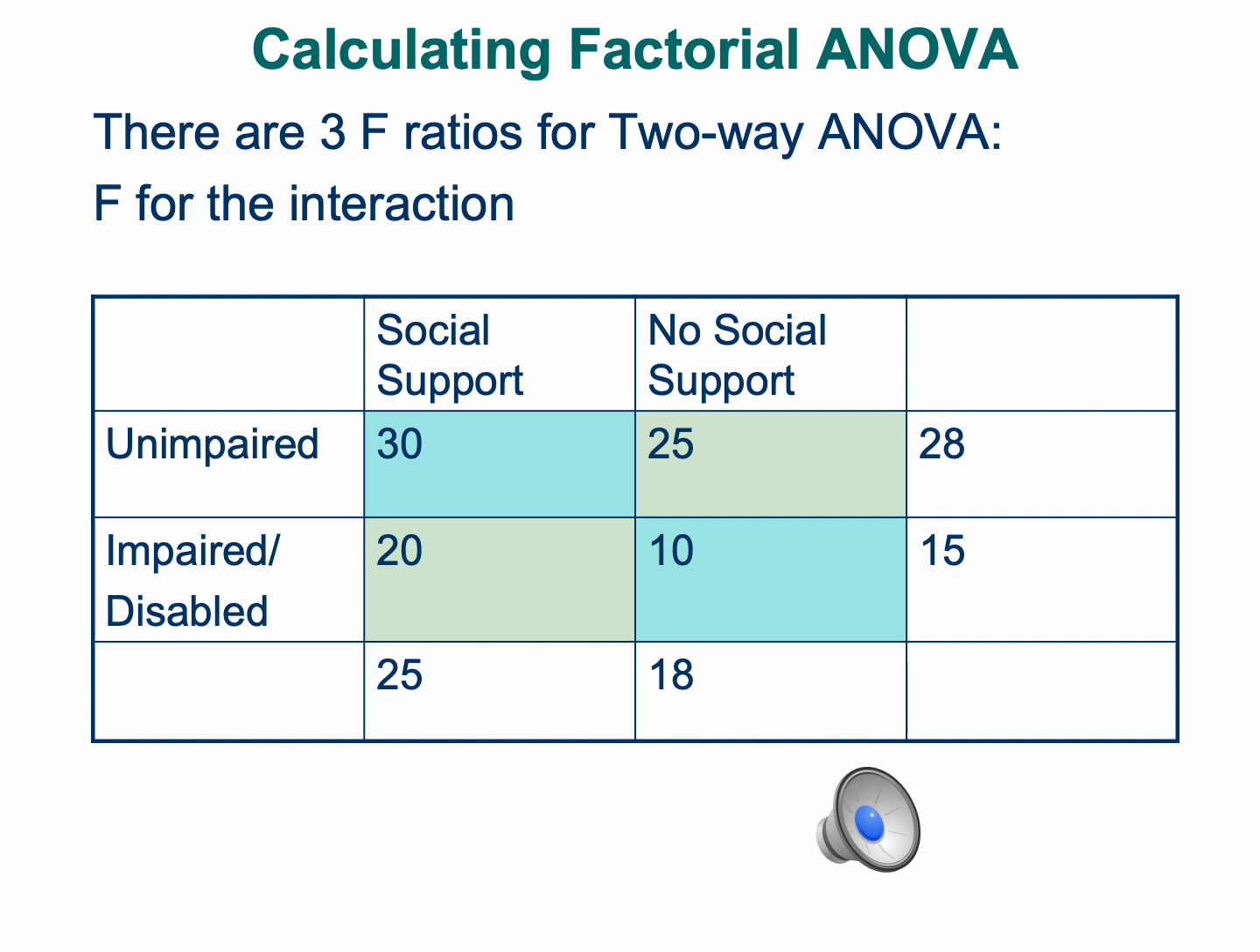So in other words, in general, if you have social support, you do better than if you don't have it. And if you're unimpaired, in general, you do better than if you're impaired. But if you're impaired and you have no social support, you do abysmally poorly. You do far worse than any other group in the study. And this interaction tells us whether that could have occurred by chance, or whether it represents a special interactive group that has an especially poor outcome compared to the others.